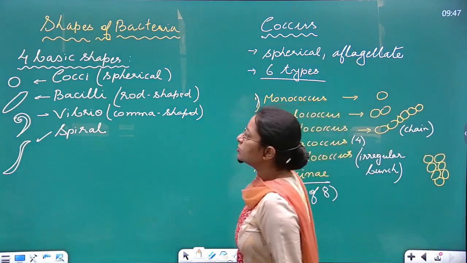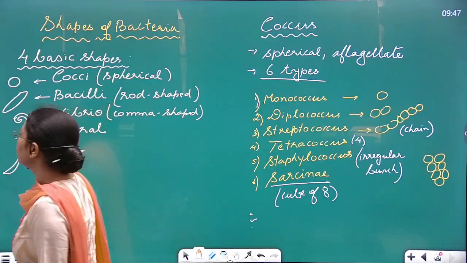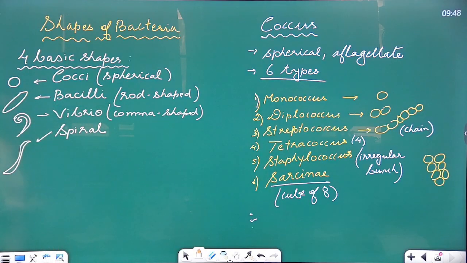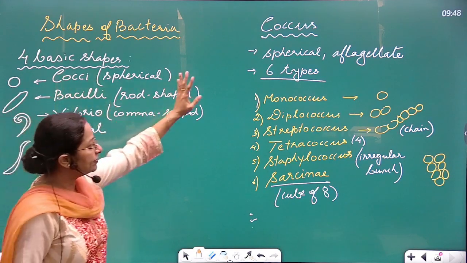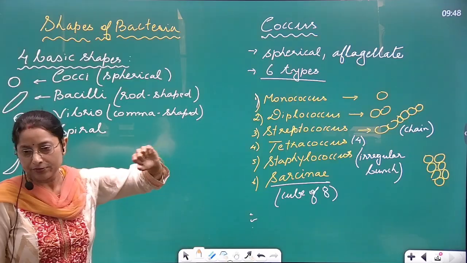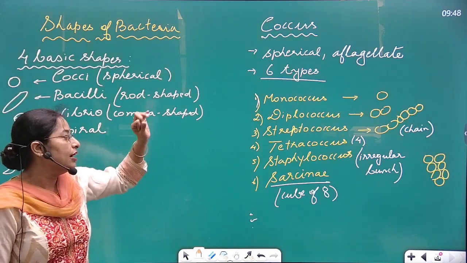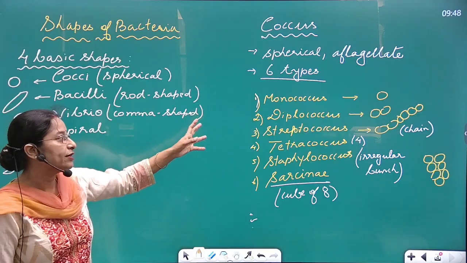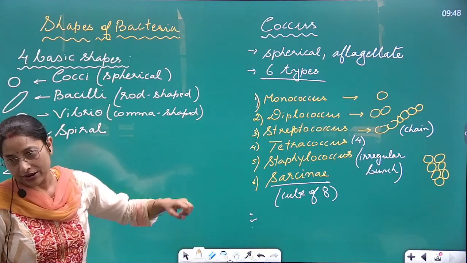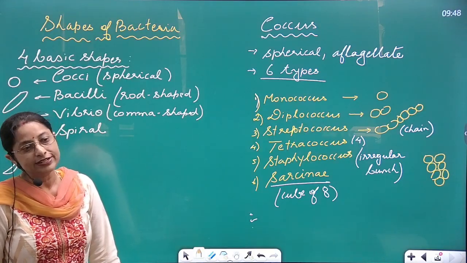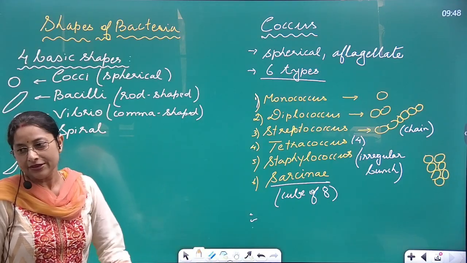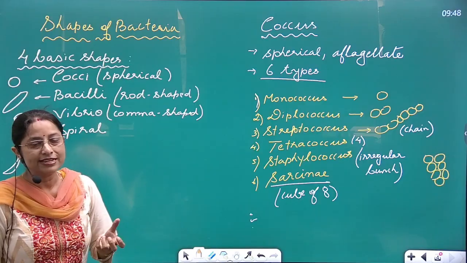Okay, talking about the shapes, 4 basic shapes: coccus, bacillus, vibrio, and spiral, right? As far as the examples of these are concerned, the examples are not being asked from examination point of view. The question that has been asked may be in the form of a diagram, and you would be asked to identify which type of bacteria it is. If you see something that's spherical, obviously it will be coccus.